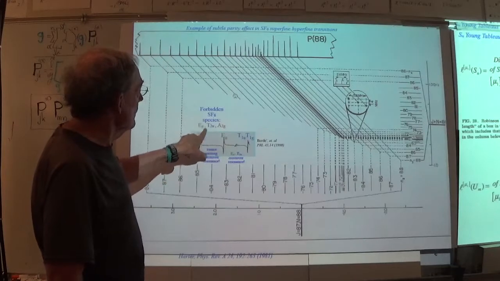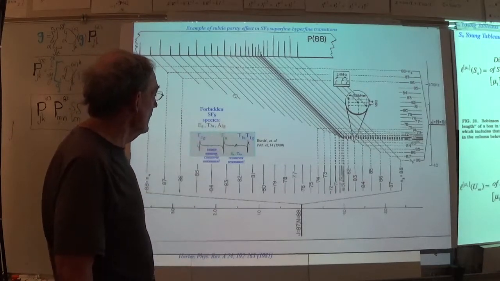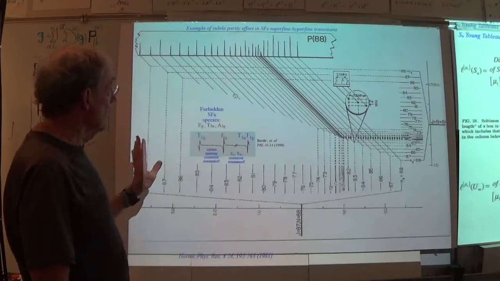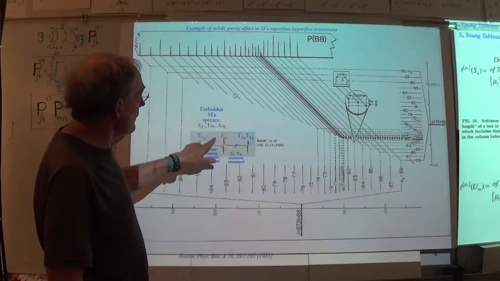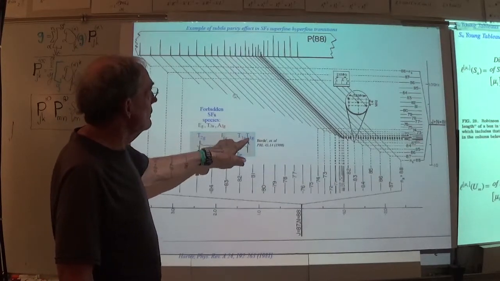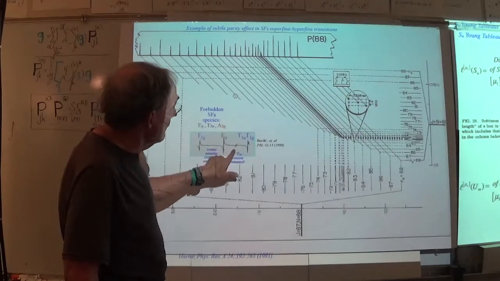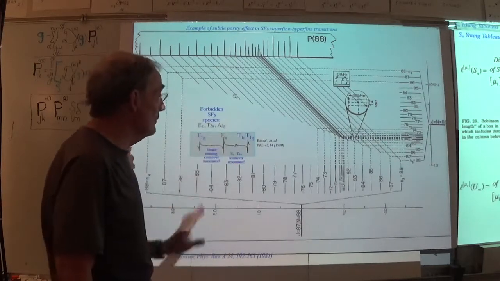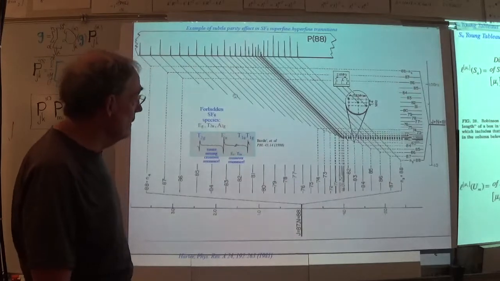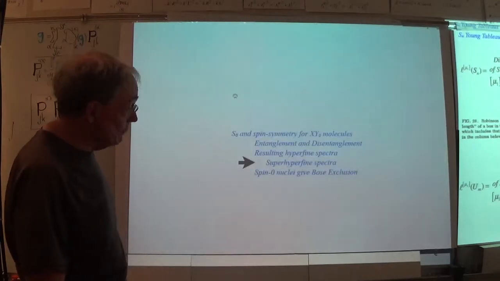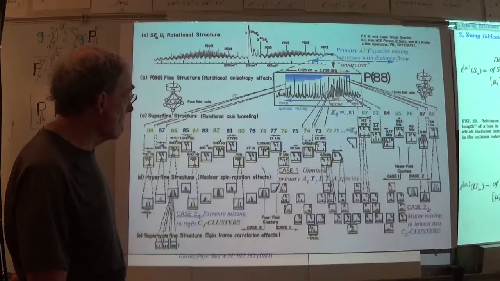SF6 species, A1G, are out of here, but we do see a T2G, a T2U, and a T1U in the E1U. And because these guys have the same parity, there's actually a little extra resonance, and that was an amazing prediction that came true. You see it in the spectrum.